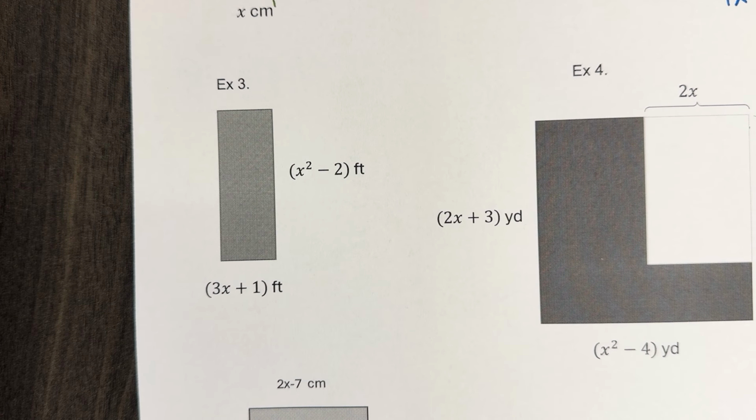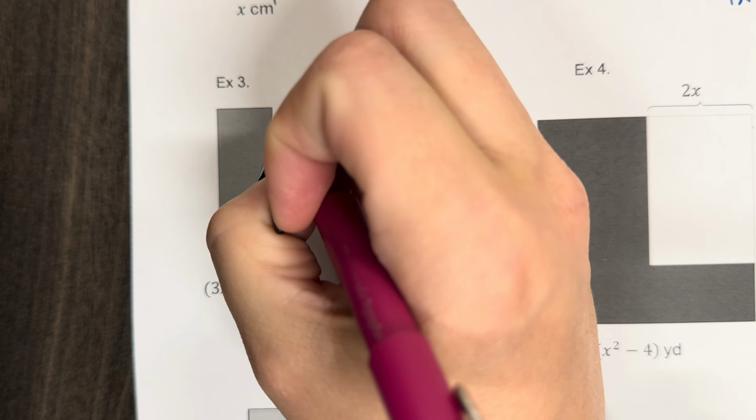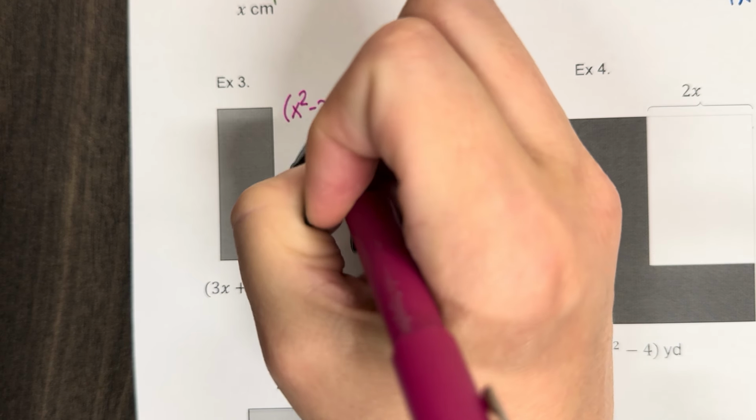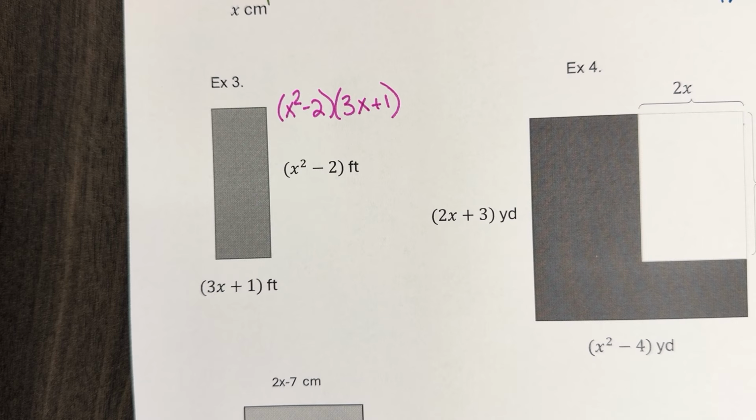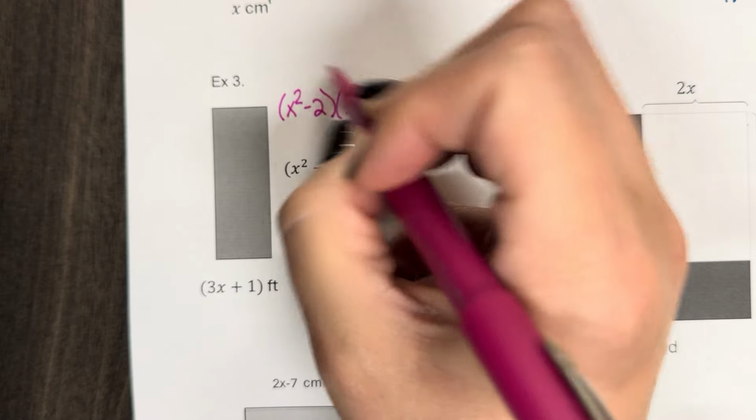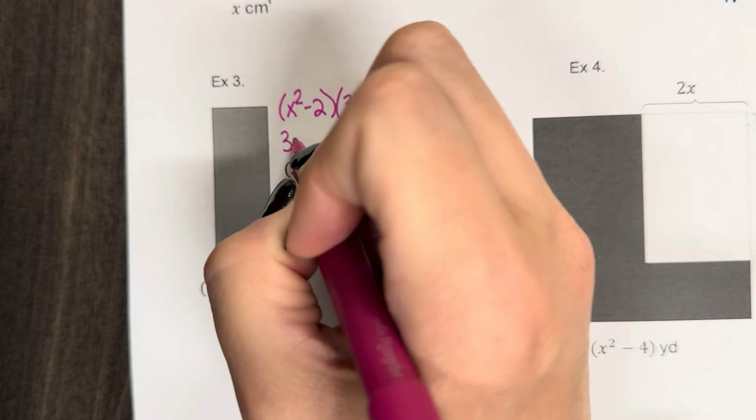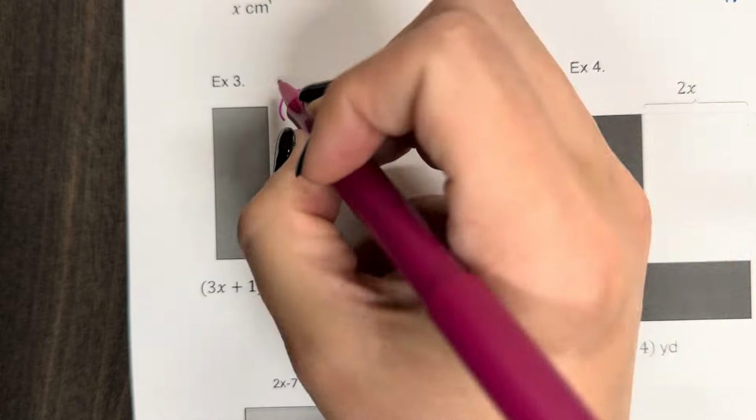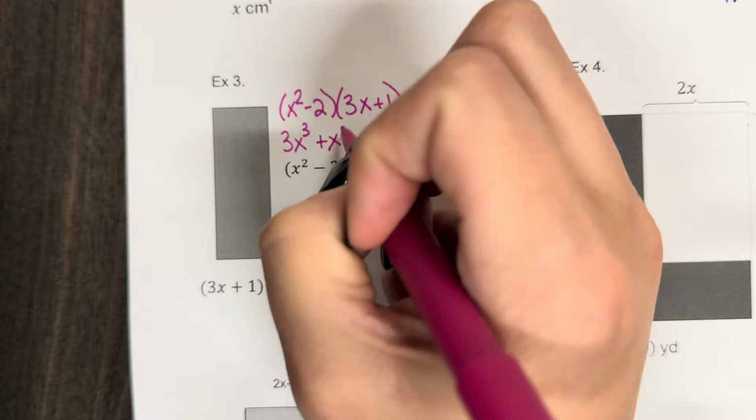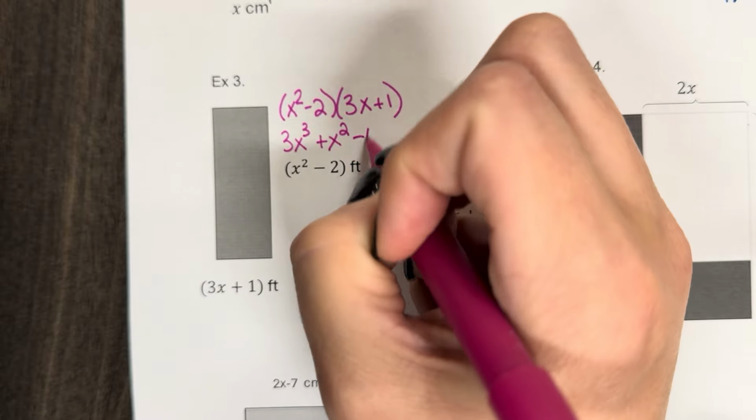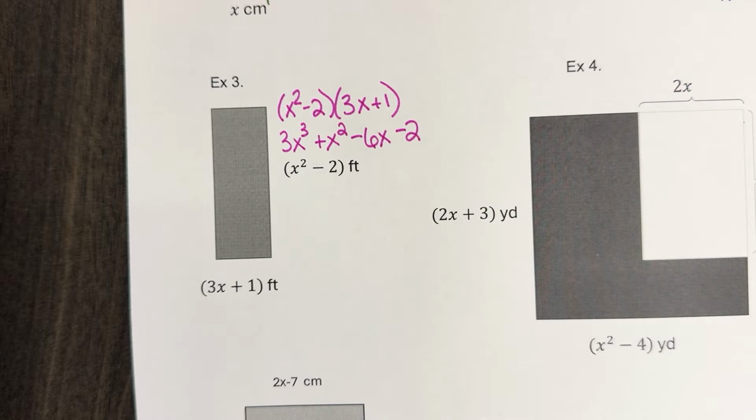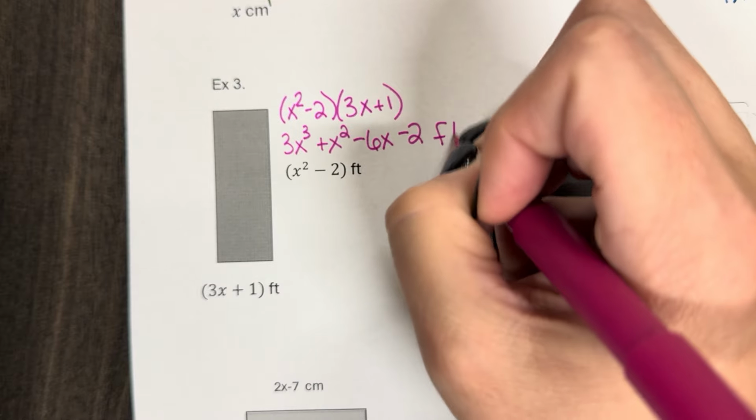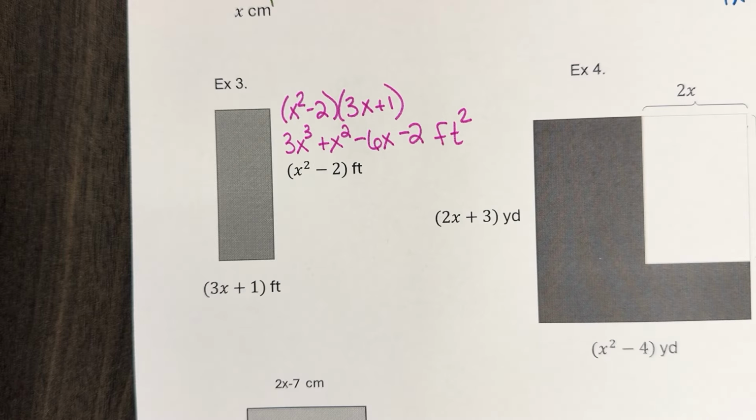If we look at example 3, right, again, we're taking length times width. So I'll take x squared minus 2. Again, multiplication, the order doesn't matter, so you can write whichever binomial you want first. You just have to multiply them both. Okay, so we'll start distributing. So that'll be a 3x to the third plus a 1x squared minus a 6x minus a 2. There are no like terms on this one, so that is just our final answer, and we will have feet squared.